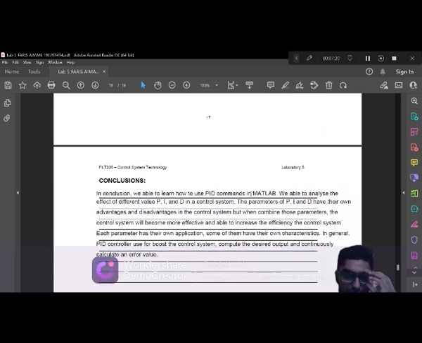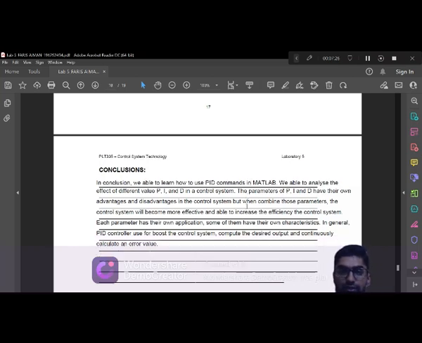In conclusion, I am able to learn how to use the PID command in MATLAB. We are able to analyze the effect of P, I, integral, and the derivative D in a control system. The PID parameters have their own advantages and disadvantages in this control system, so each parameter has its own application and characteristics. In general, the PID controller is used to boost the control system, compute the desired output, and continuously calculate an error value. Okay, that's all.